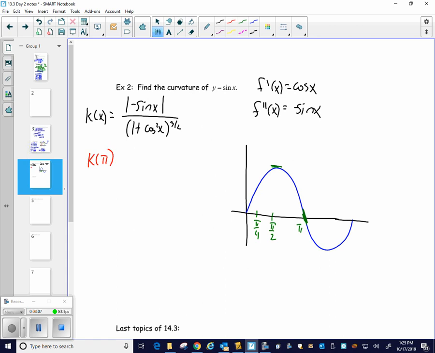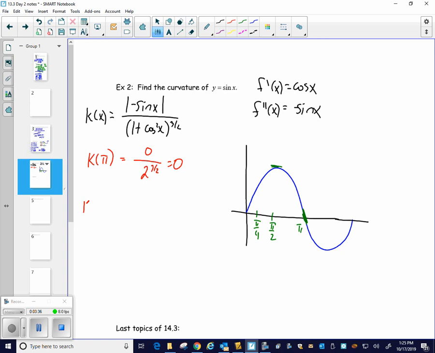We check the curvature at pi. Plug pi in. We get negative sine of pi, which is 0, over, as long as the bottom doesn't give us 0, and it doesn't really matter. It's going to be 1 plus 1, so 2 to the 3/2 power, which is 0. So we do get a curvature of 0 at pi, which makes sense because there's no curvature. It literally straightens itself out.